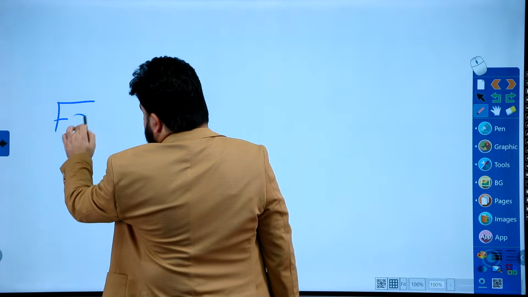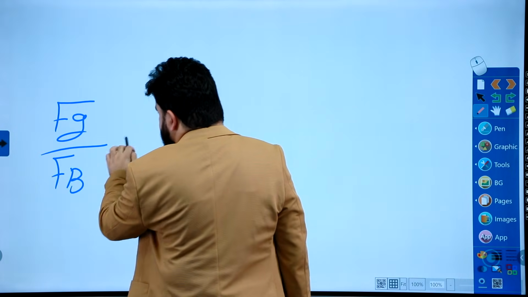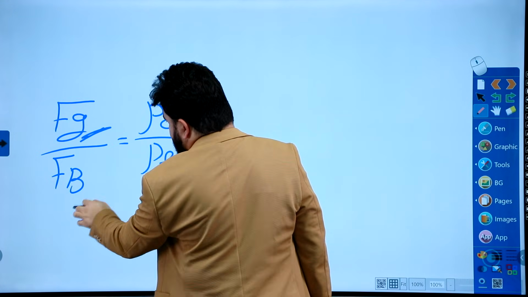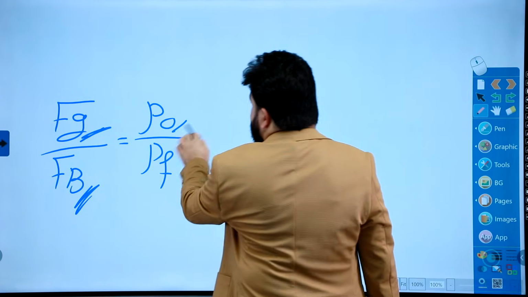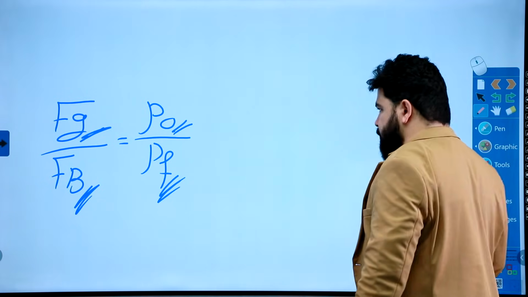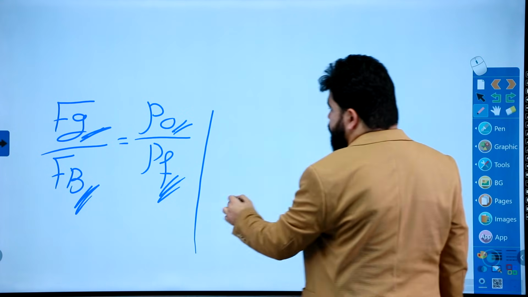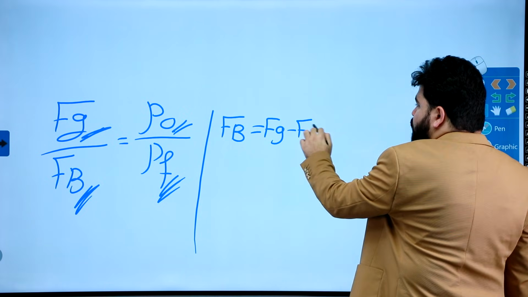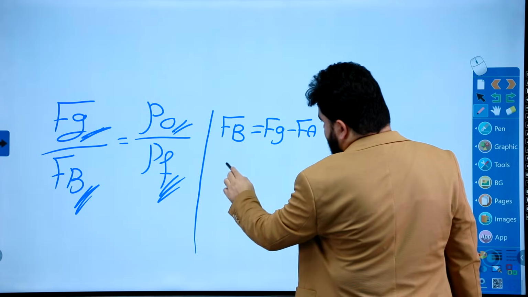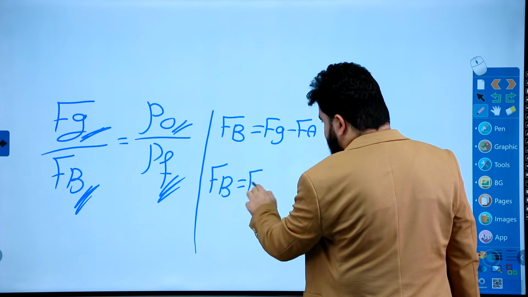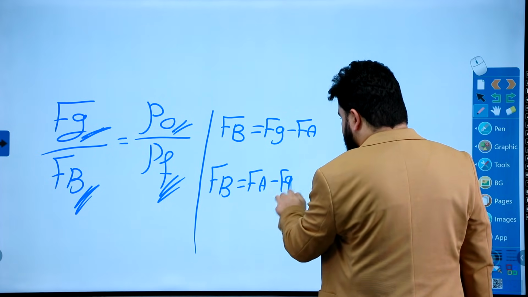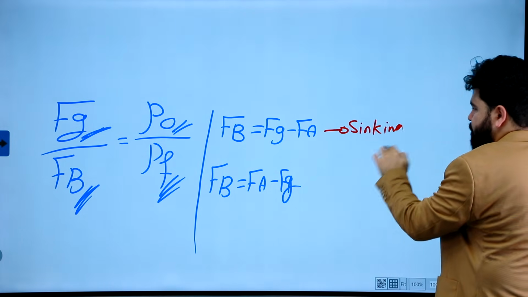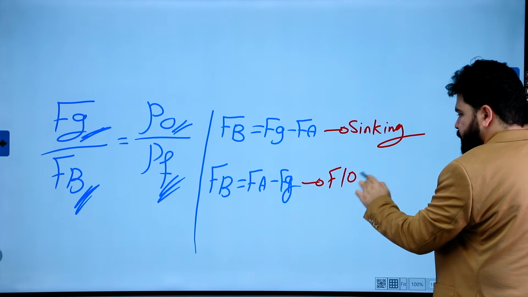Now, all of these equations you see here, be careful. We have Fg divided by Fb equals density of the object divided by density of the fluid. This is the weight of the object, this is the buoyant force, this is the density of the object, and this is the density of the fluid. In the question, it's not going to give you Fb. This is how you find Fb. Fb is equal to Fg minus Fa. What is Fa? It's the apparent weight we just defined. Fb is also equal to Fa minus Fg. You use this equation when the object is sinking, and you use the other when the object is floating.